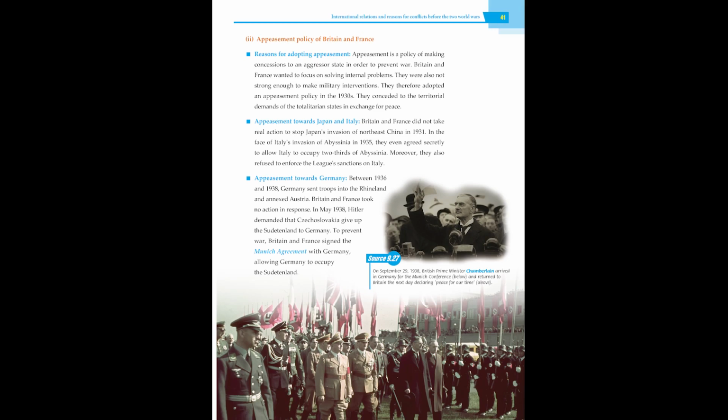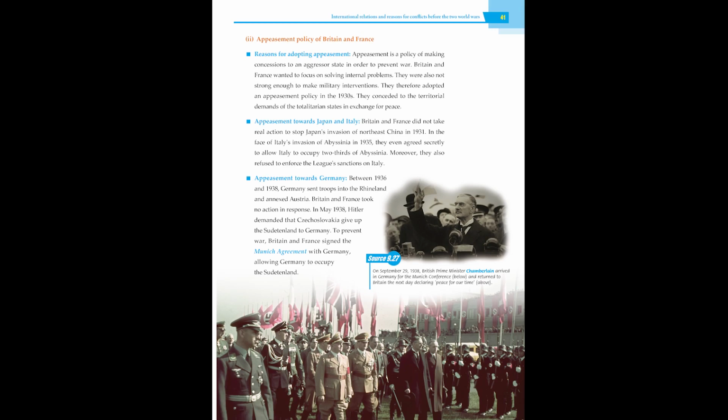Appeasement toward Germany. Between 1936 and 1938, Germany sent troops into the Rhineland and annexed Austria. Britain and France took no action in response. In May 1938, Hitler demanded that Czechoslovakia give up the Sudetenland to Germany. To prevent war, Britain and France signed the Munich Agreement with Germany, allowing Germany to occupy the Sudetenland.